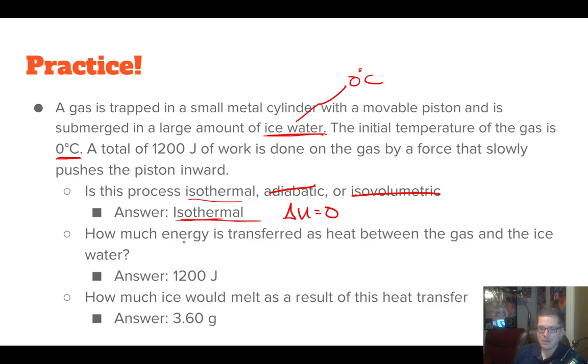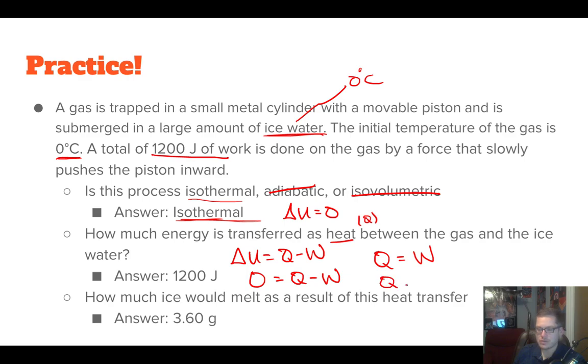Now it says how much energy is transferred as heat between the gas and the ice water. So this is really asking us for Q. We know that delta U is equal to Q minus W. That's the first law of thermodynamics. Delta U in this case is equal to 0, so 0 is equal to Q minus W. Well, then we can just rearrange this. So Q is equal to W, right? And we know that a total of 1,200 joules of work was done, so Q is equal to 1,200 joules. Pretty slick, okay? Pretty slick.